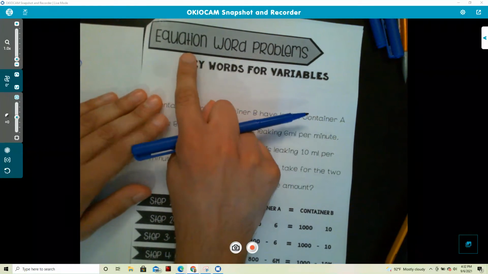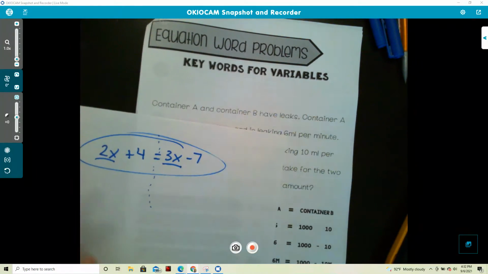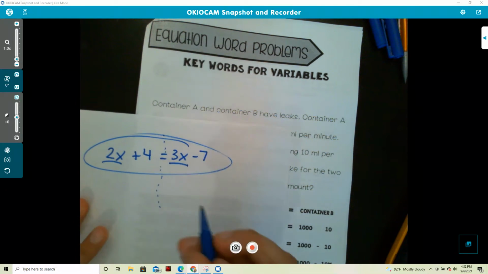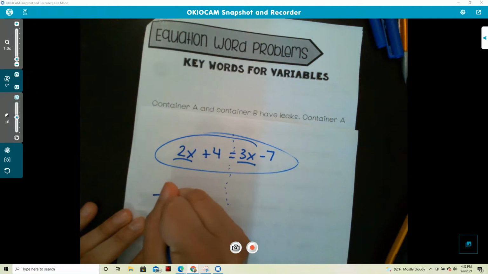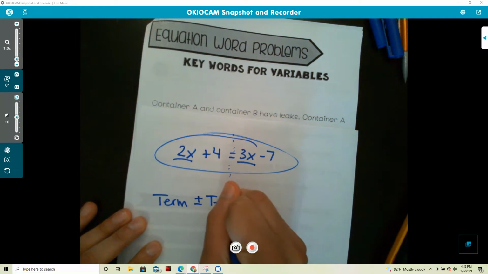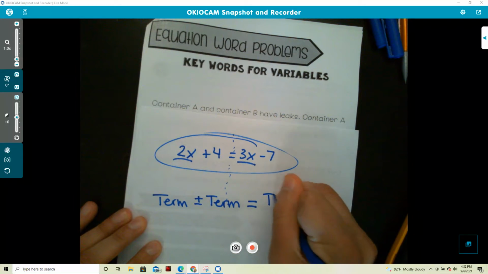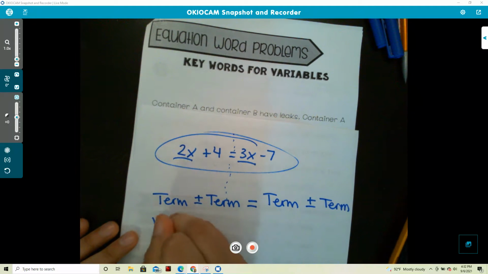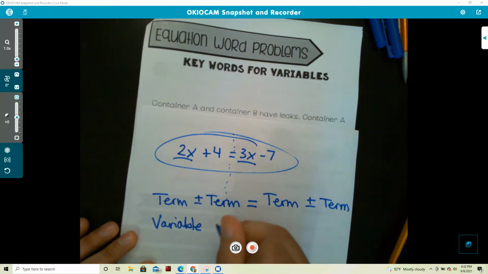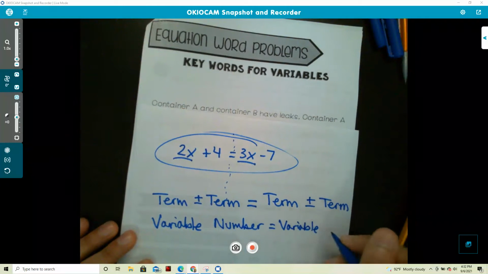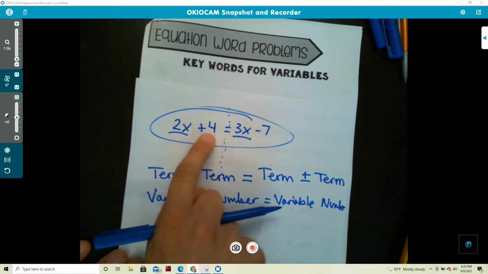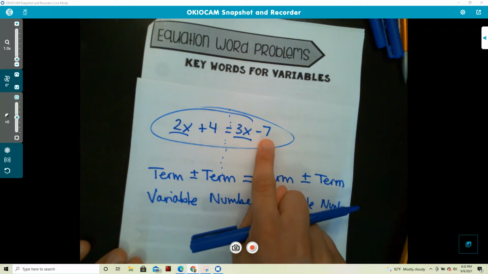So when it comes to equation word problems, these are typically going to be the equations that you're going to need to set up. It's usually going to be a term plus or minus a term is equal to a term plus or minus a term. And those terms are usually going to be a variable and a number is equal to a variable and a number, which is this right here. So variable, a number, variable, a number, or a constant.